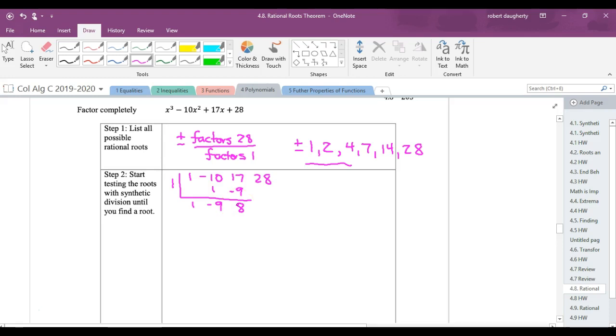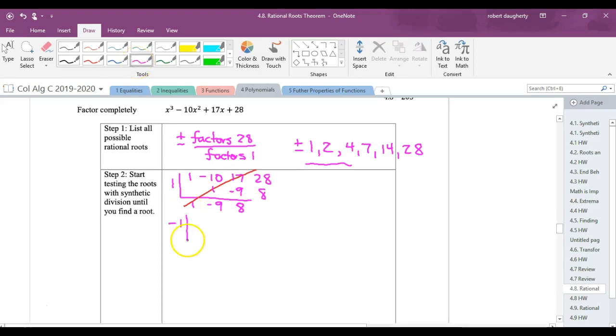And 1 times 8. Now once I get to here, to me there's no point of adding those 28 and 8 because it's what? It's not 0. So I know this is not going to work, okay? So I'm going to move on. So I know that 1 doesn't work. So what am I going to try next?